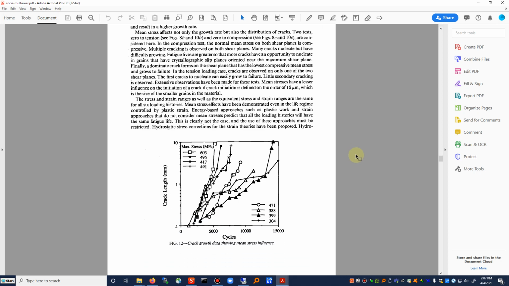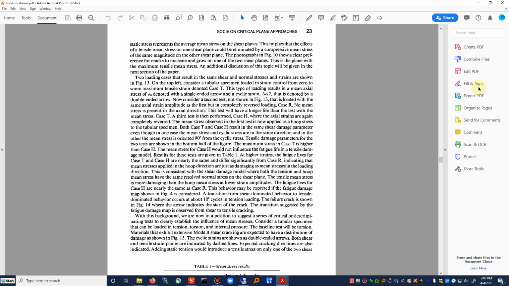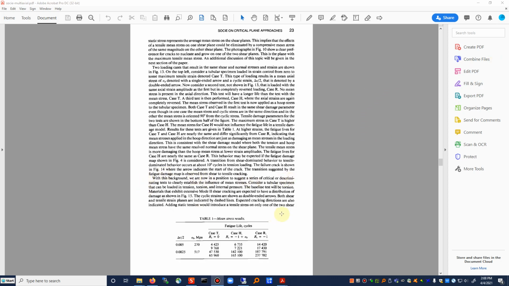Okay, so then there's some discussion of hydrostatic. Let me find another section of this paper. Okay, in this section, I want to read this in a little bit more detail. It goes on and talks about cracks and the observations. With this background, we are now in a position to suggest a series of critical or discriminating tests to clearly establish the influence of mean stresses.